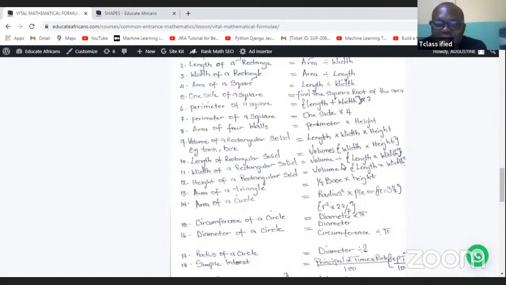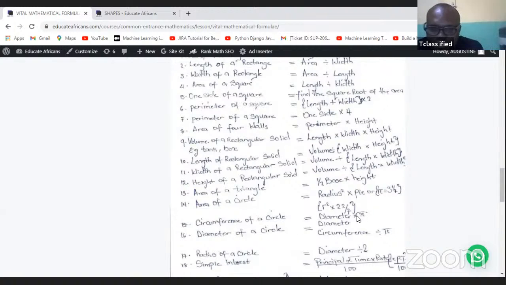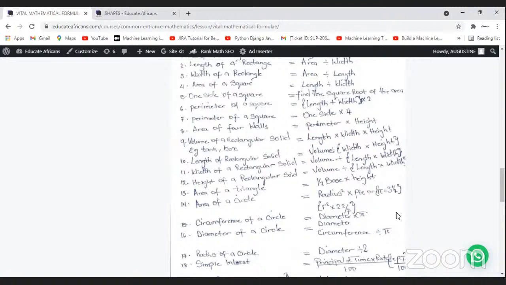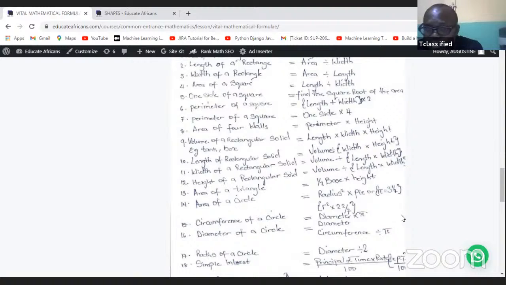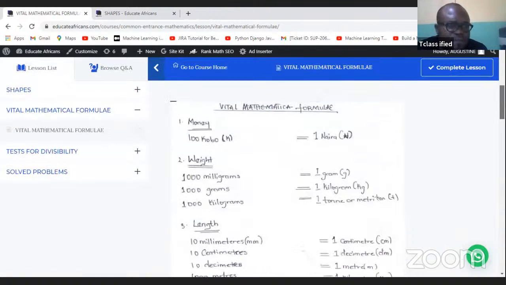So I want you to look at the formulas. Like this circumference of a circle, I want you to give me the equivalent of diameter pi, and the equivalent is 2 pi r, because diameter is the same thing as saying 2r. So look at these formulas, write them down in your notes, study them, because we are going to be using them to solve a whole lot of problems.